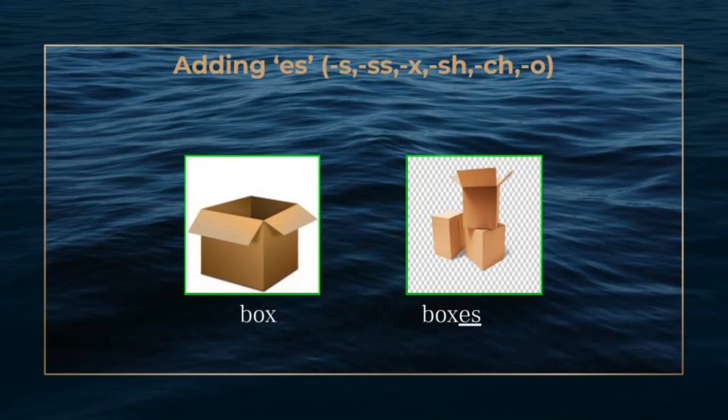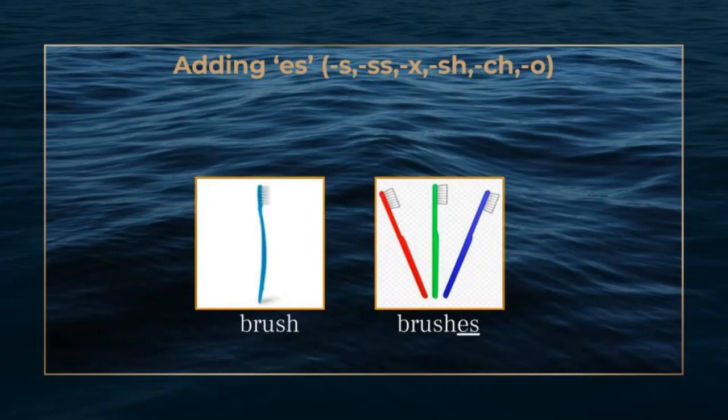It is boxes because the word box ends in x. If a singular noun ends in the letter x, we have to add es. So boxes. Box is a singular noun. The plural form is boxes. Students, if a singular noun ends in sh, we have to add es. If a singular noun ends in sh, we have to add es to the given singular noun.